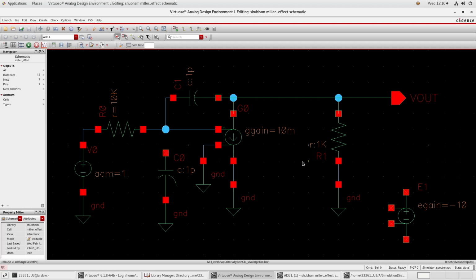So thank you, and you can simulate this in your Cadence and verify. You can verify this with a voltage-controlled voltage source. In that case, the scenario will be different, so the output pole will be different. So it depends on whether we are taking a voltage-controlled current source or a voltage-controlled voltage source.